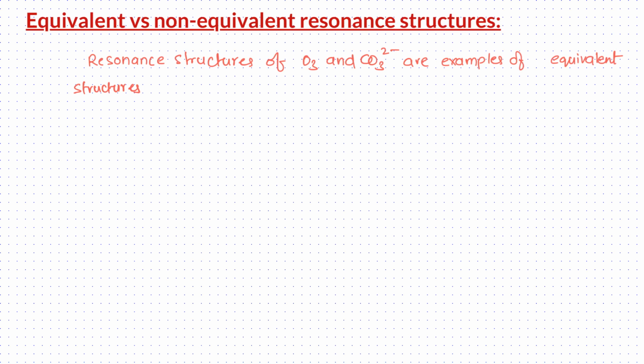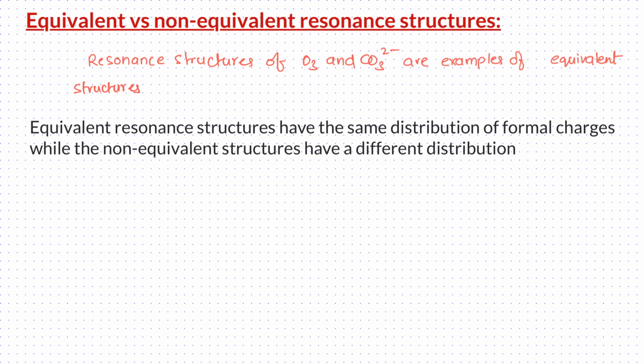The resonance structures that we have drawn for molecule ozone and carbonate ion in the previous video are called equivalent resonance structures. Equivalent resonance structures have the same distribution of formal charges, while the non-equivalent structures have different distribution.